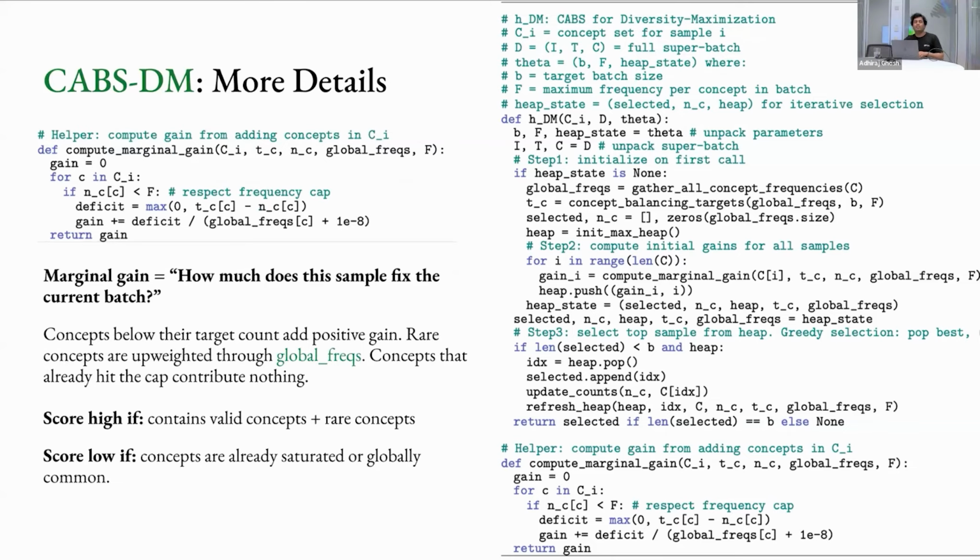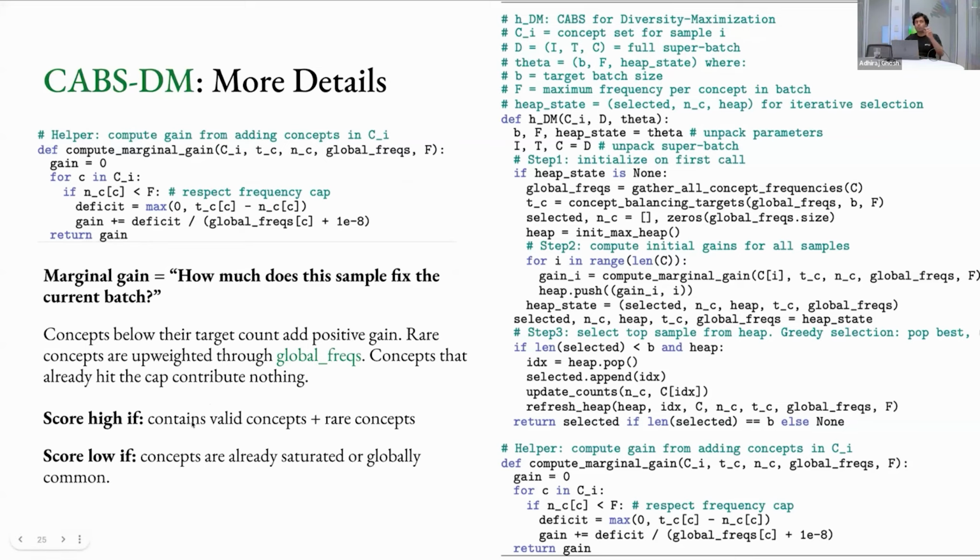We define something called a marginal gain function, where we decide how much the sample being selected fixes or affects the current batch. So we would score, let's say, a sample that has man and Python in the pool, and compare it to another one that has BMW Z4 in it.